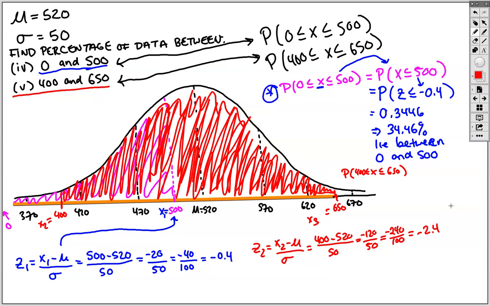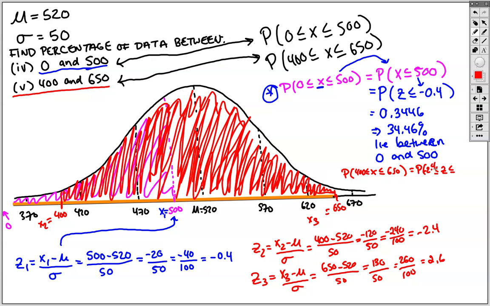So z2 is negative 2.4, and what's z3? z3 is going to be x3 minus mu over sigma, and that's going to be 650 minus 520 over 50, and 650 minus 520 is 130 over 50. And that's the same as 260 over 100. And so z3 is going to be 2.6. Okay? I should write that bigger.